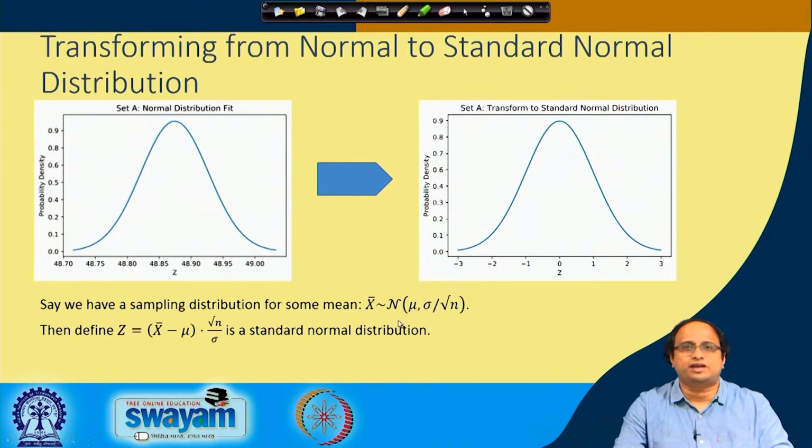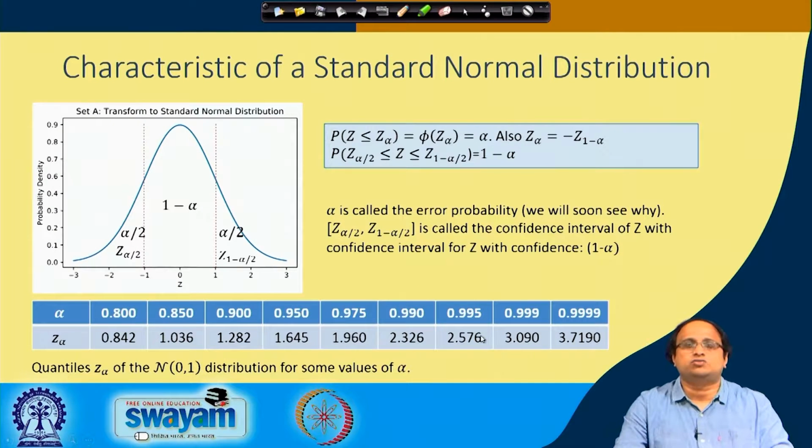Now, the usual way of transforming that is that suppose we have the sampling distribution for the mean denoted as mu comma sigma by root n, as we have seen in the previous slide. We make a transformation from x bar: we substitute x bar as z equal to x bar minus mu times square root of n by sigma. Then this z follows a standard normal distribution, with mean 0 and standard deviation sigma as 1. Now we would like to find the characteristics of a standard normal distribution, which we will be using in our hypothesis testing.